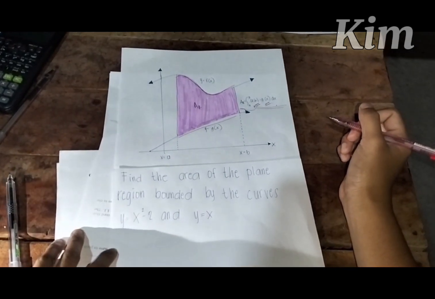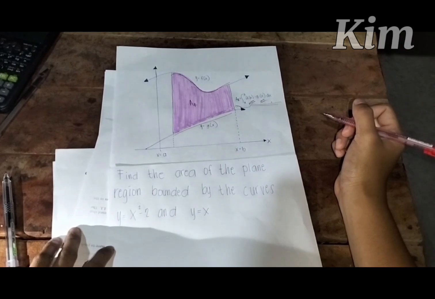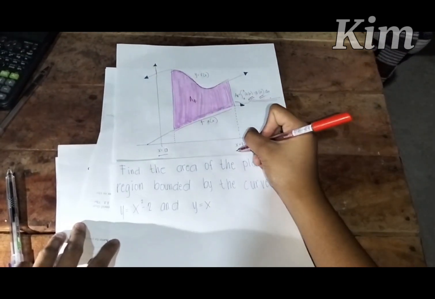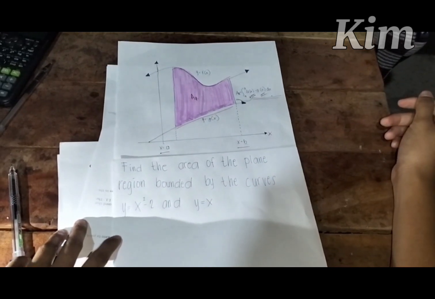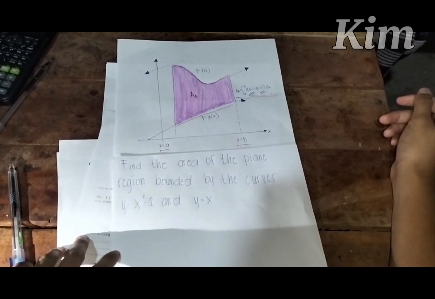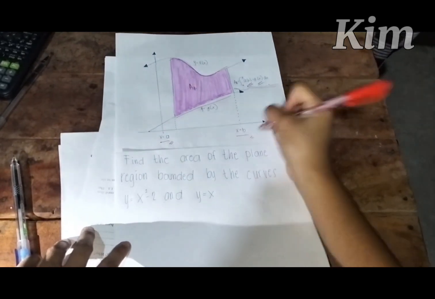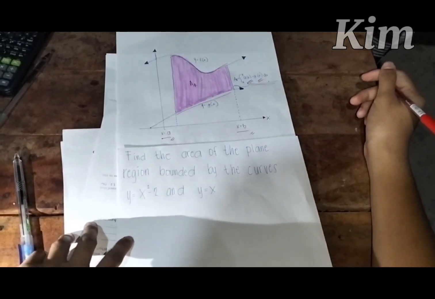Then we have two vertical lines. First, we have x is equal to a, then the second one is x is equal to b, where a and b will be the interval of our formula. So, let's have an example.